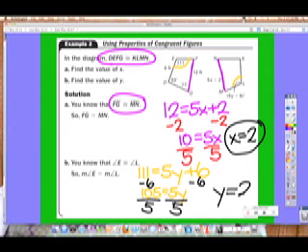Okay, give me a thumbs up. Do you agree with me? Y equals 21? Yeah, same thing. You okay with thumbs up? Okay, let's go to the next part of this section.